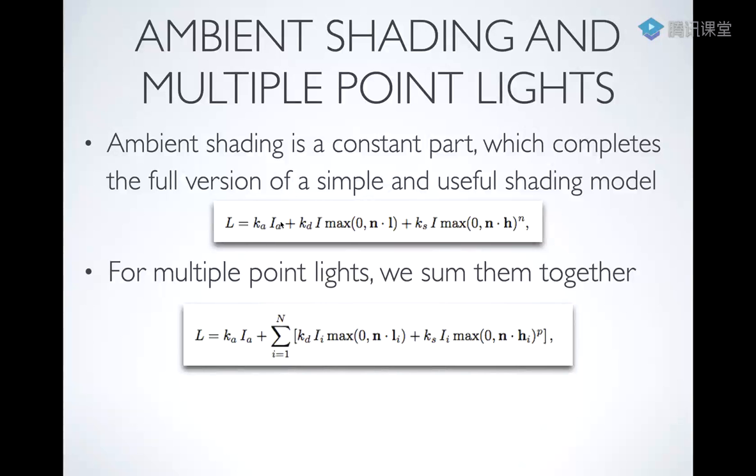So we can add the ambient lighting, diffuse, and specular together to get the general lighting model. For multiple point lights, we can sum them together. Because this is just one point light, one light source, if we have several light sources, we add them together.